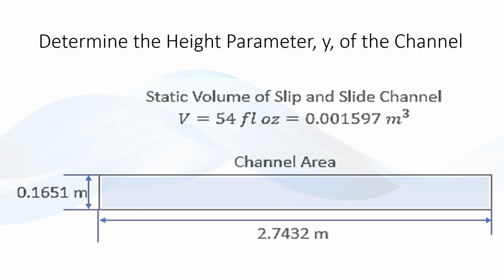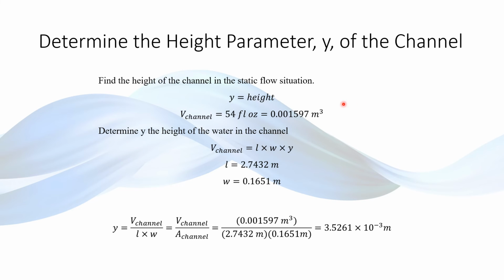We're going to let y be equal to the height. Thus, we know the volume and area of the channel, and the height y of the water in the channel can be determined by dividing the volume by the area of the channel. We do some calculations here, plug it in, and we get the height, or the thickness of our boundary layer, and it's 3.5261 millimeters.